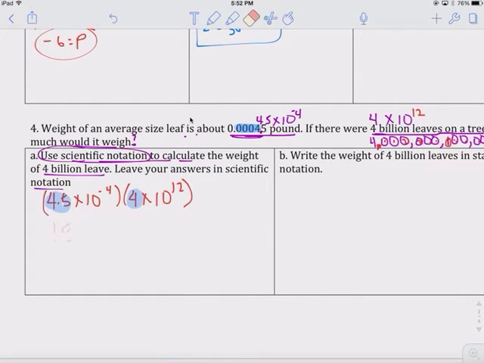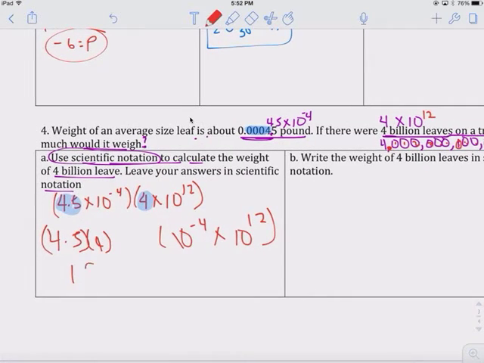Okay, let's show work. So you do 4.5 times 4. Then you have the 10 to the negative 4 times 10 to the 12th. You get 18 times 10 to the 8th power. Now, because 18 is not scientific, it needs to be greater than 1, less than 10. So it needs to be here because there's one more. You add 1 to that. So 1.8 times 10 to the 9.